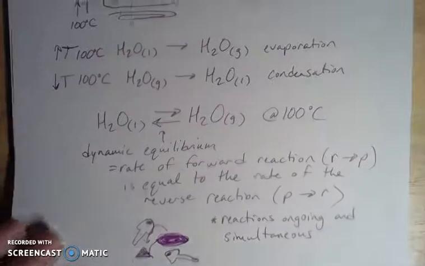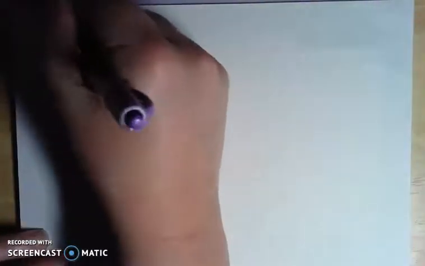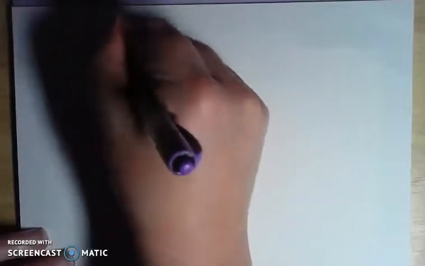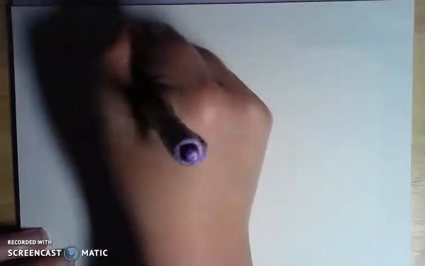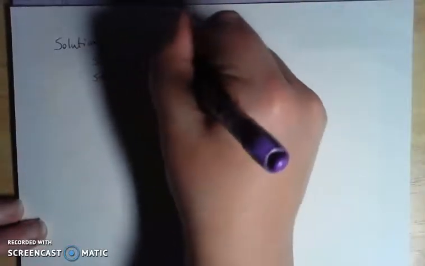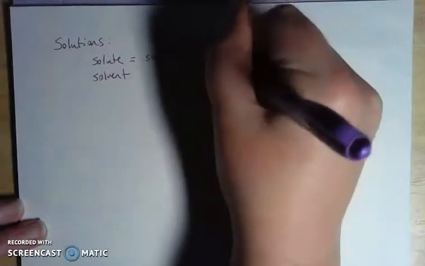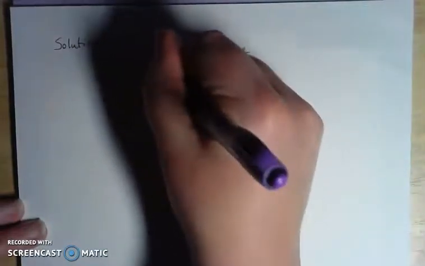Now, if we think about solutions chemistry, get rid of that terrible drawing. If we think about solutions chemistry, we know that solutions are made up of two parts, right? A solute and a solvent. So the solute is the thing that we're dissolving, and the solvent is the thing that we're dissolving into.